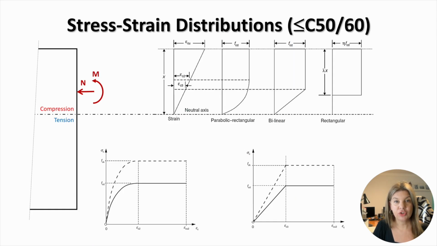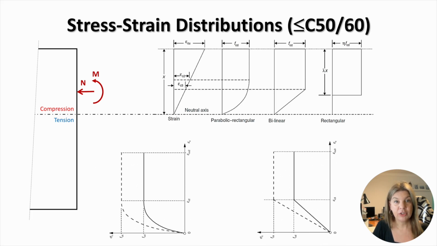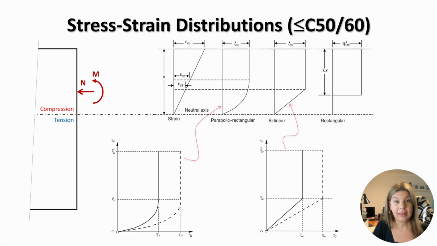Let's discuss how the stress-strain diagrams are connected with the distribution of stresses and strains in reinforced concrete sections. We'll initially look at the parabolic rectangular and bilinear diagrams. First, we rotate the diagrams counterclockwise. Then we flip them vertically. The obtained shapes of the diagrams represent the shapes of corresponding distributions of stresses through the depth of compressed concrete x in a cross-section, while the distribution of strain remains linear.